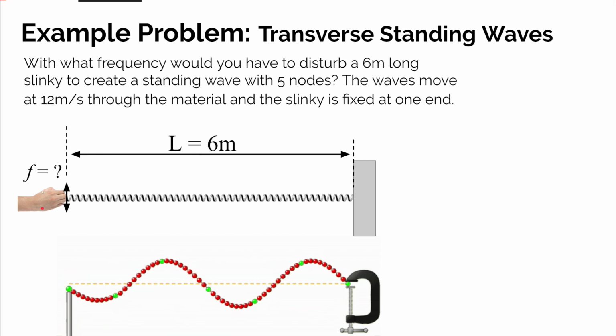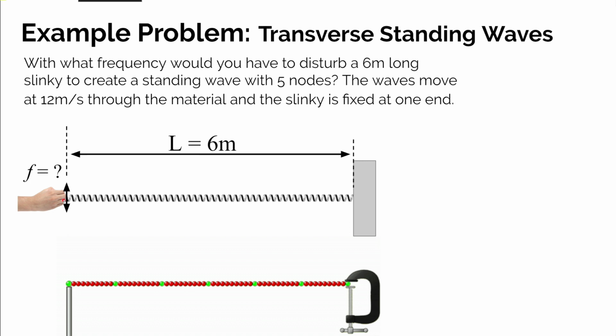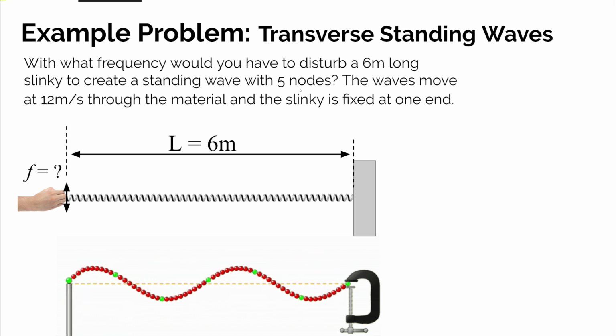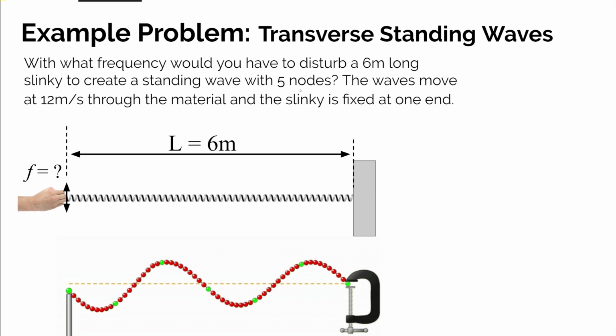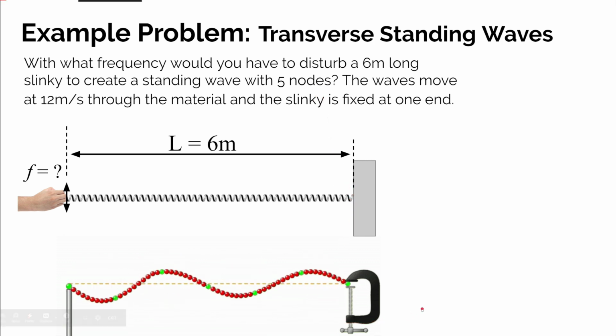I might ask you, what frequency would you have to disturb this to create not just any standing wave, but a standing wave with 5 nodes? So the question is, with what frequency would you have to disturb a 6 meter long slinky to create a standing wave with 5 nodes? Let's say we also know the waves move at 12 meters per second through the material and the slinky is fixed at one end. So down here I have an animation which shows what that standing wave would look like.